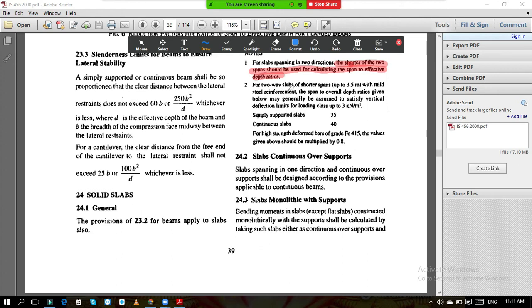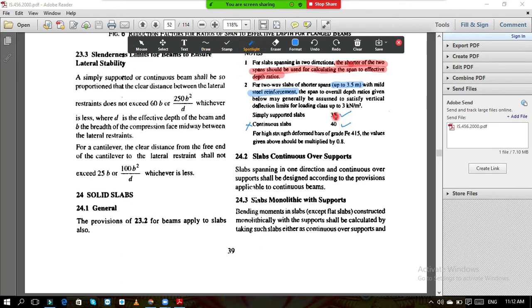Secondly, for two-way slab of shorter spans up to 3.5 meter. This is the most important thing. So for the two-way slab up to 3.5 meter, with mild steel reinforcement, the span to effective depth ratio is given as follows. Okay, so this is for simply supported slab, and this is for continuous slab. Continuous two-way slab is not there for a slab. For simply supported slab it is 35, and this is most important.